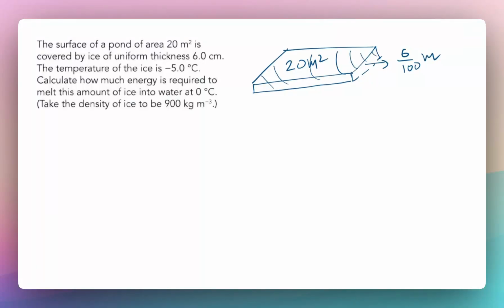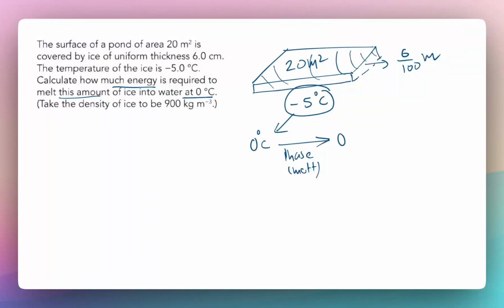The temperature of the ice is -5 degrees Celsius. Calculate how much energy is required to melt this amount of ice into water at 0 degrees Celsius. So the ice has to melt, and again at 0 degrees Celsius. So it will have basically two parts. First, the ice which is at -5 degrees Celsius has to come to 0 degrees Celsius, and then the phase transformation has to happen, which means it has to melt, and the temperature will remain 0 degrees Celsius.